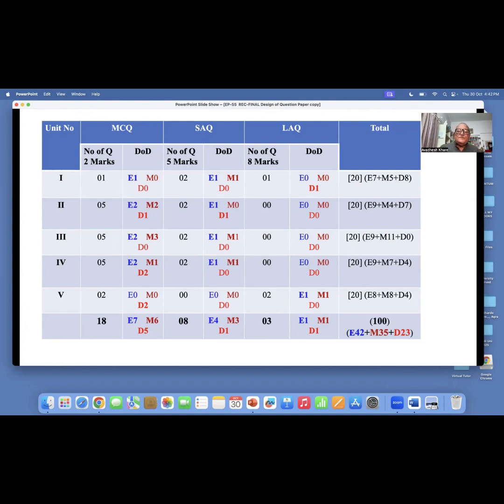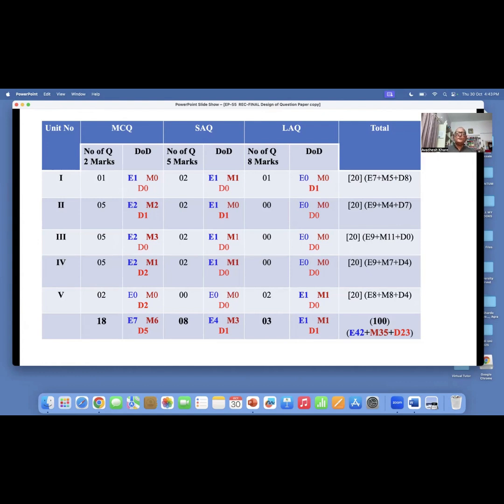Then SAQs, there are 8 SAQs in total, and unit 1 will have 2, unit 2 will have 2, unit 3 has 2 questions, unit 4 has 2 questions, and there is no question for unit 5. They are distributed as easy 1, moderate 1 in unit 1; easy 1, difficult 1 in unit 2; easy 1, moderate 1 in unit 3; easy 1, moderate 1 in unit 4; and in the last unit you don't have any question.